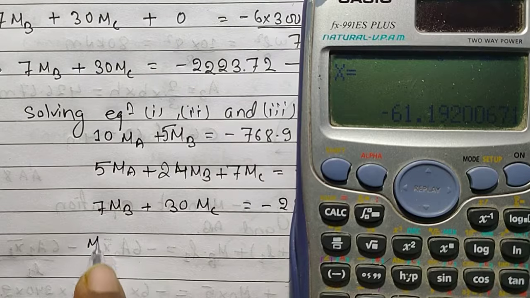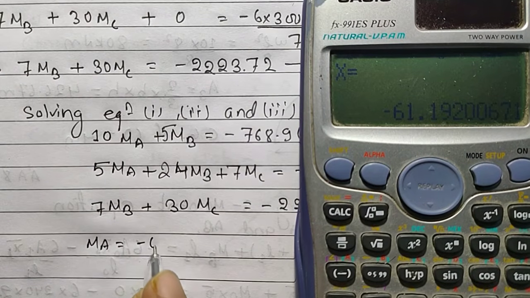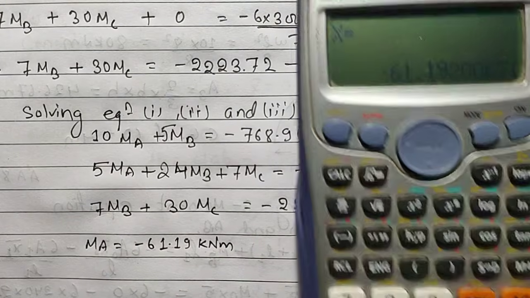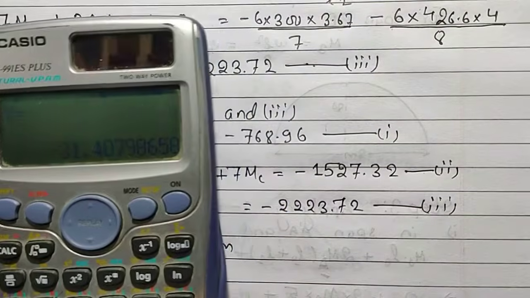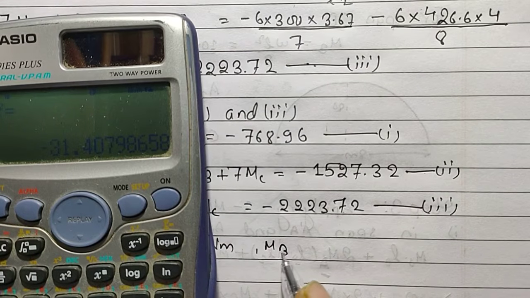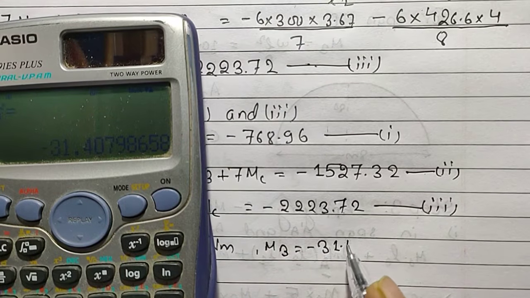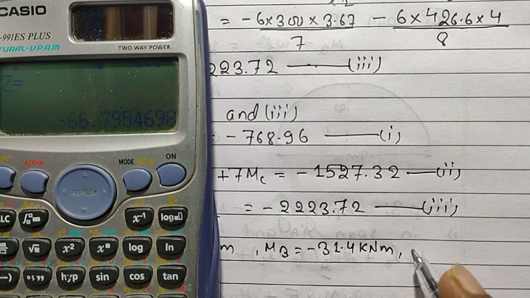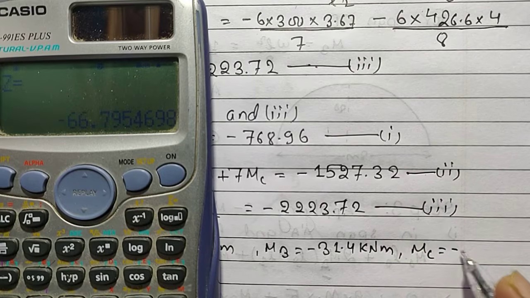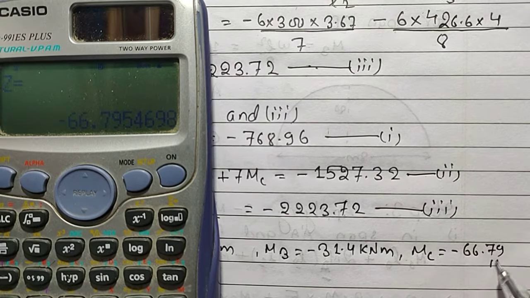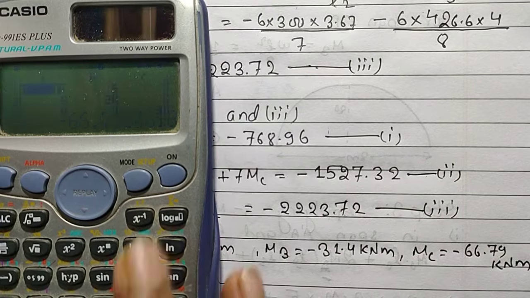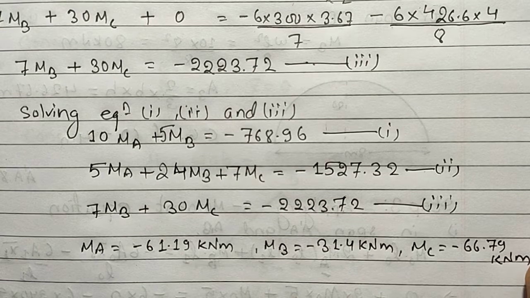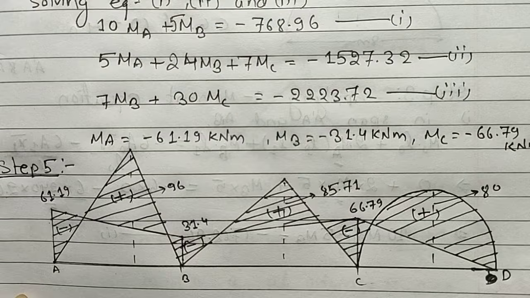Now after entering the values, press equals, then the first value which we get will be the value of MA, and MA will be equal to minus 61.19 kilonewton meter. Again press equals, then we will get the second value, that is MB equals minus 31.4 kilonewton meter. Again press equals, then the third value which we will get is MC equals minus 66.79 kilonewton meter. After getting these values, we need to draw the final step, that is the bending moment diagram. So let us draw the bending moment diagram of this problem. So this is our bending moment diagram.